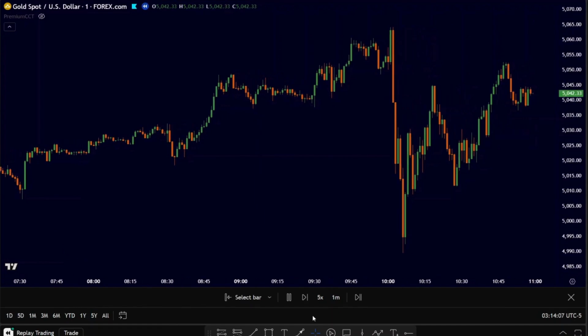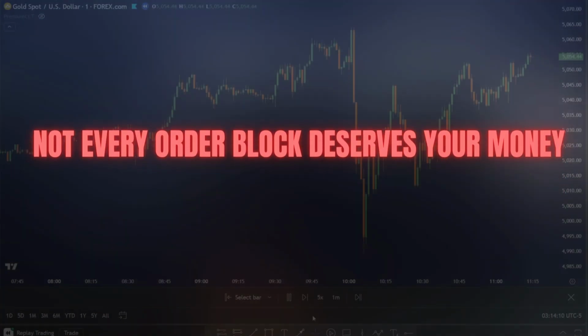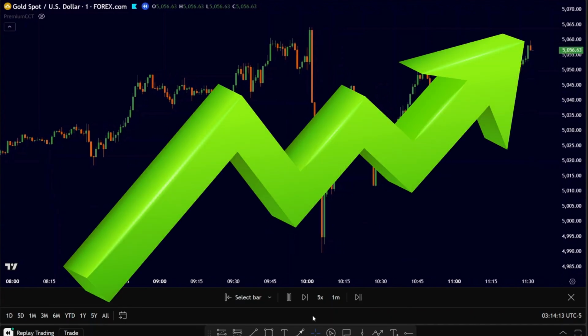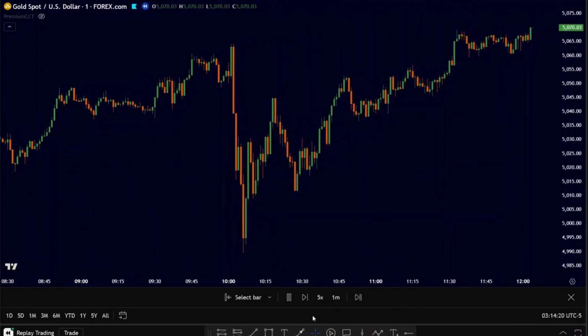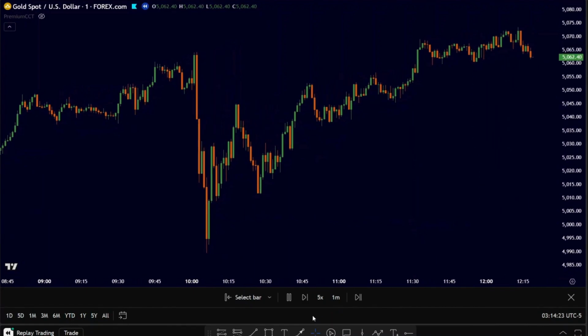The truth is, not every order block deserves your money. Some are genuinely high probability setups. Others are just candles on a chart that happen to look the part. Knowing the difference is what actually moves the needle in your trading.